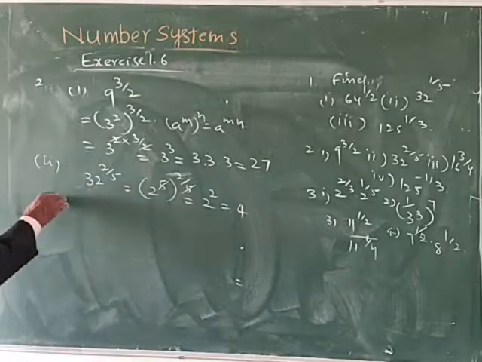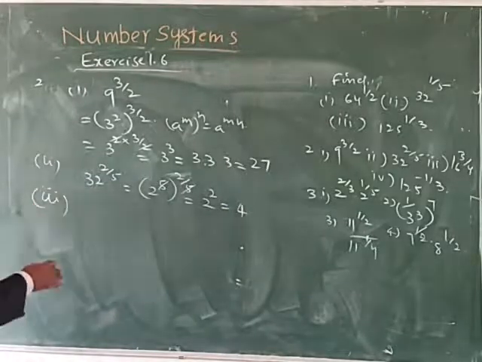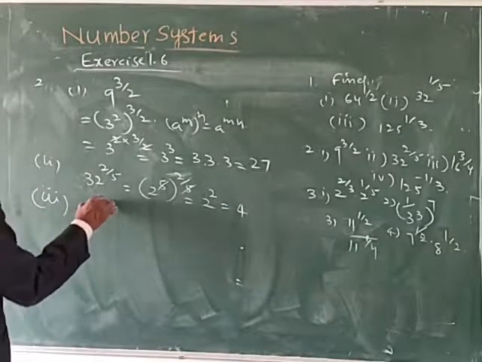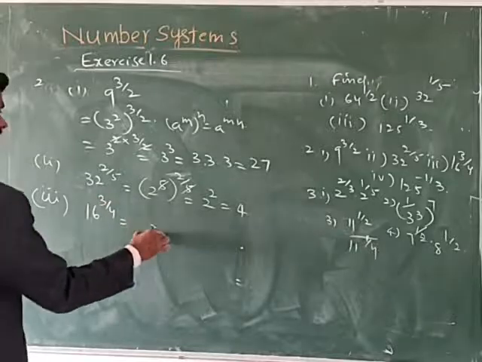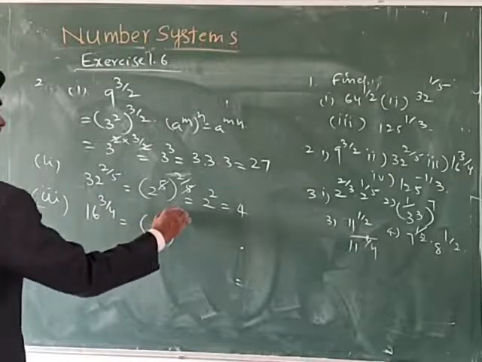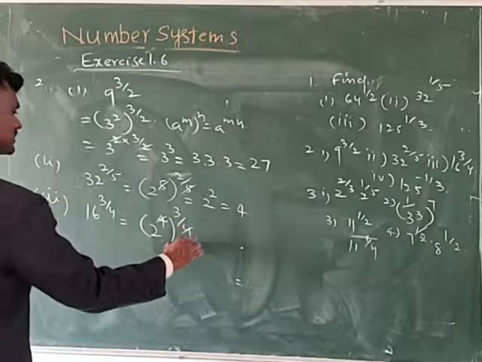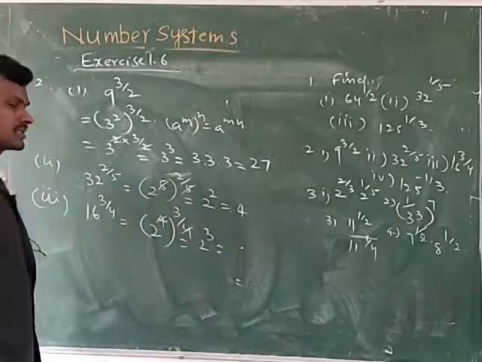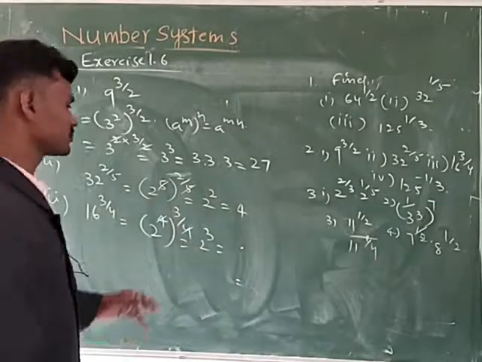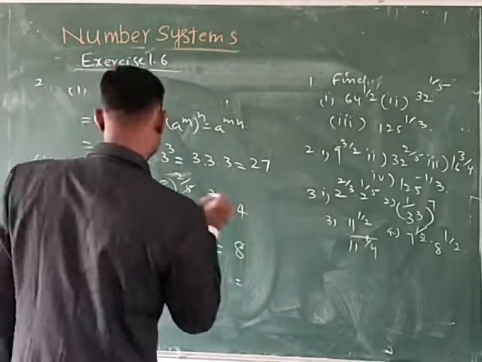Next, the third one is 16 power 3 by 4. Then 16 is written as 2 power 4 whole power 3 by 4. The 4s cancel, leaving 2 power 3. 2 power 3 means 2 into 2 into 2, which is 8.